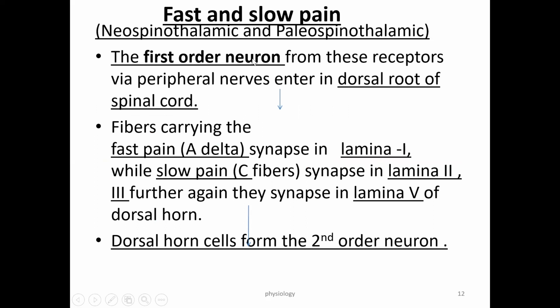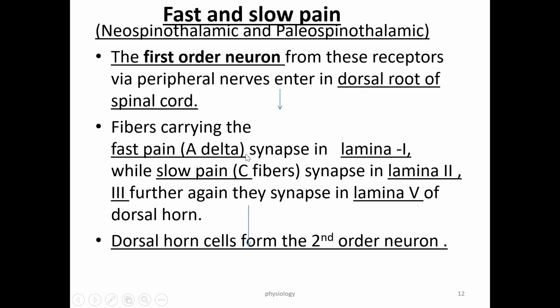So in both fast and slow pain, the first order neurons start from the receptor, that is the free nerve ending. If you remember the lectures on receptors, the free nerve endings carry the pain sensation. So the first order neurons start from the peripheral nerve, the free nerve ending receptors of pain, and then enter the dorsal root of the spinal cord. Fibers carrying A delta fibers carry the fast pain, while type C fibers carry the slow pain.